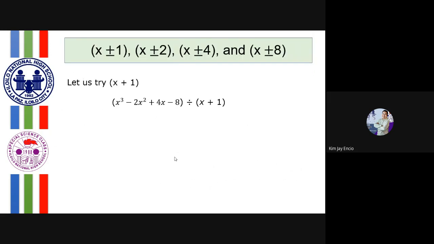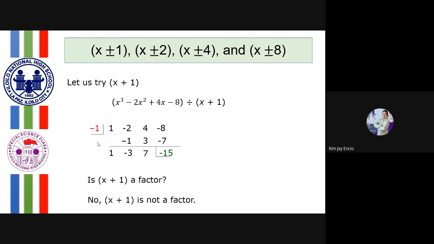So I place here the list of possible factors. Let us now do some sort of trial and error. Let's try x plus 1. Using synthetic division, we bring down 1, then multiplying, 1 times negative 1 will be negative 1. Next, adding them, we have negative 3. Negative 1 times negative 3 will be plus 3. 4 plus 3 is 7. Negative 1 times 7 is negative 7. Negative 15 is our remainder. So therefore, x plus 1 is not a factor of this polynomial.